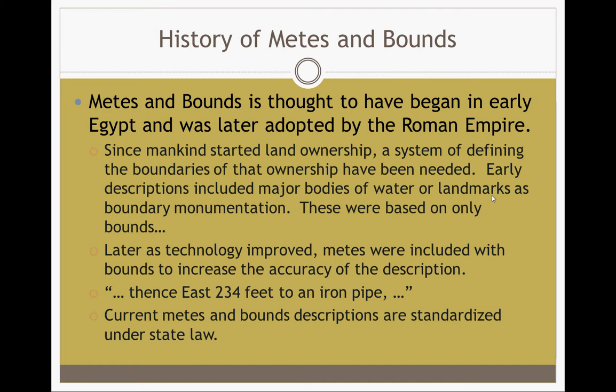And since these were only based on bounds, there was no real description of how far apart they were. And so as things changed and technology improved, meets were included with these descriptions to increase the accuracy. So I would say thence 234 feet to an iron pipe. That makes a lot more sense than saying from creek to creek. And current meets and bounds descriptions are all standardized under state law. You have to write them in a certain way. You have to operate them in a certain way. You can't just make them up as you go.